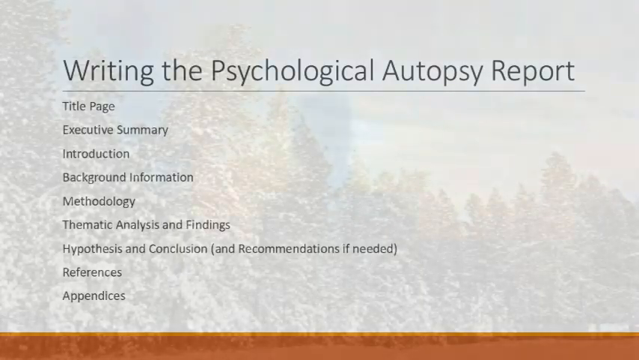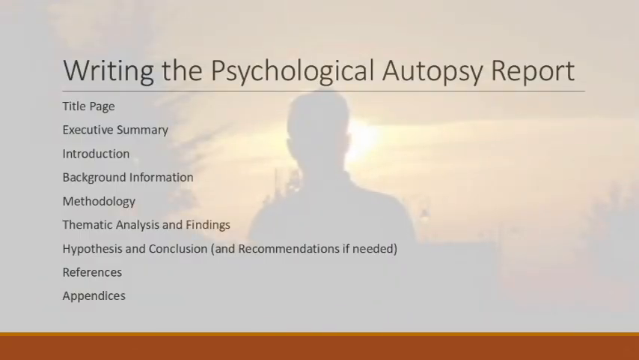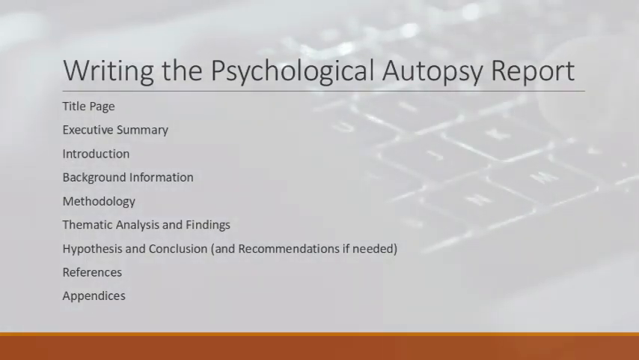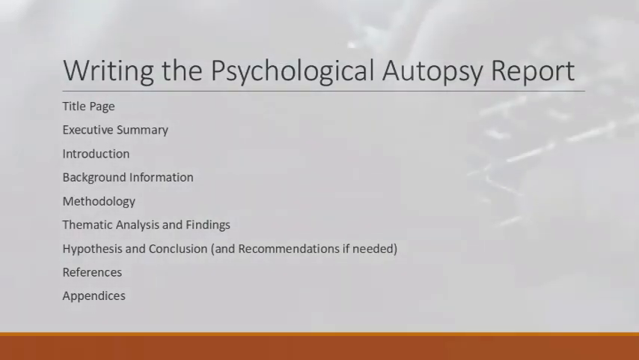Now, when we are writing our psychological autopsy, what do we want it to look like? Well, of course, we want it to look professional. So we start off with a title page: psychological autopsy report, the name of the deceased, the date of death, the date of the report's completion, and it, of course, should include the name of the forensic psychologist or the team that is conducting the autopsy. We then have a table of contents that provides a bit of an overview of the report structure and allows the readers to easily navigate the different sections.